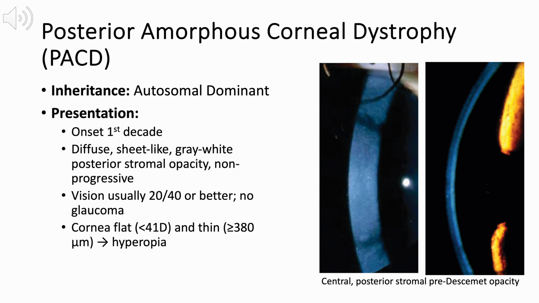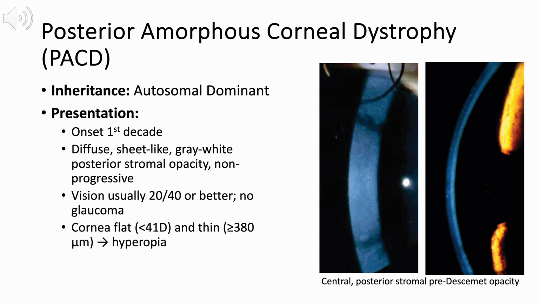Posterior amorphous corneal dystrophy, or PACD, is inherited in an autosomal dominant manner and typically presents in the first decade of life. The hallmark finding is a diffuse, sheet-like, gray-white opacity located in the posterior stroma. This opacity is non-progressive, and most patients maintain relatively good visual acuity, often 20/40 or better. Unlike other stromal dystrophies, PACD is not associated with glaucoma.